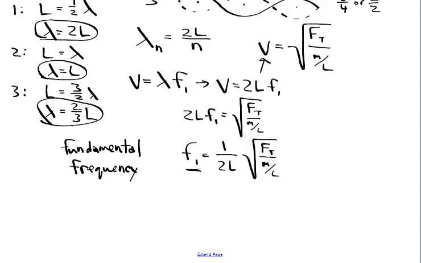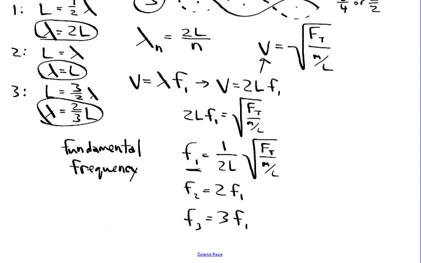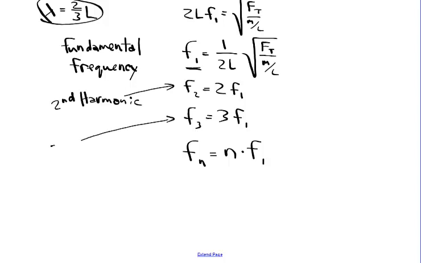I don't feel like I need to go through this entire derivation for you because it's in your book, but the pattern that emerges is that F2 will be twice the frequency of F1. That's how we get this pattern right here. And then F3 will be 3 times the frequency, which is how we get this pattern here. And finally, the generic Fn equals n times F1. This would be called something like the second harmonic. This would be called the third harmonic.